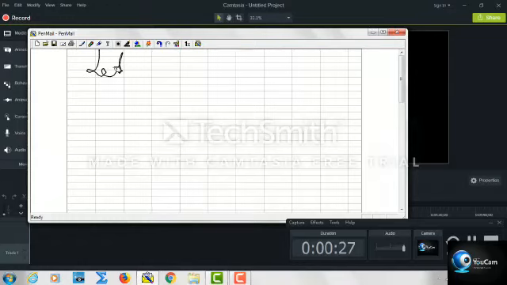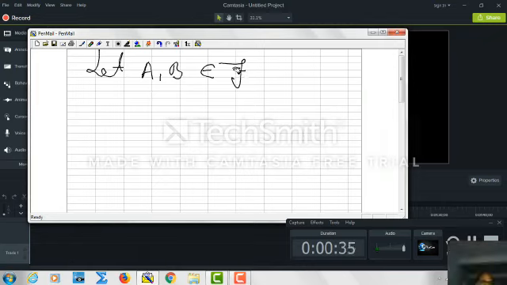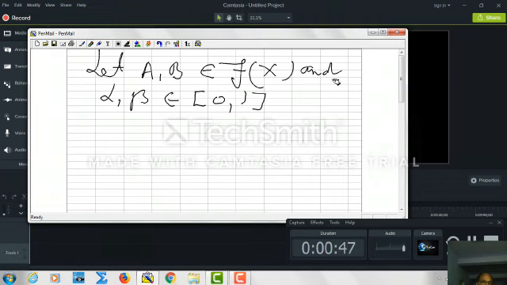Let A and B belong to the power set of a fuzzy set X, and alpha, beta belong to the closed interval [0, 1], and then the following properties hold. The first one is: the strong alpha cut of A is a subset of the alpha cut of A.